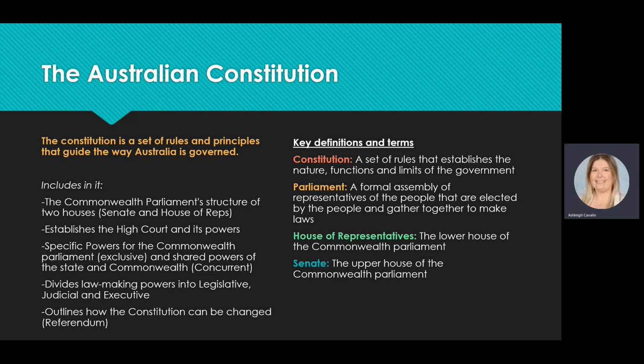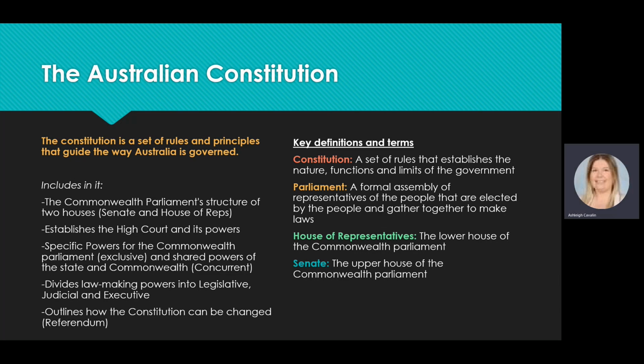Also included in our Constitution is the division of lawmaking powers, that we would have a separate legislative, judicial and executive arms of lawmaking. Finally, the other thing you need to know about the Constitution is written into it is how the Constitution can be changed. And we know that this is by referendum.